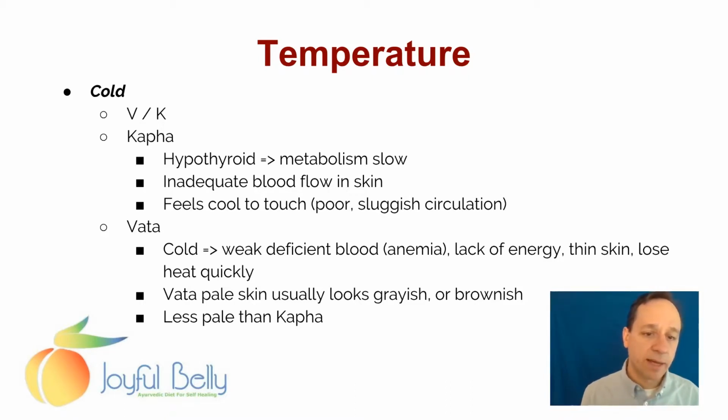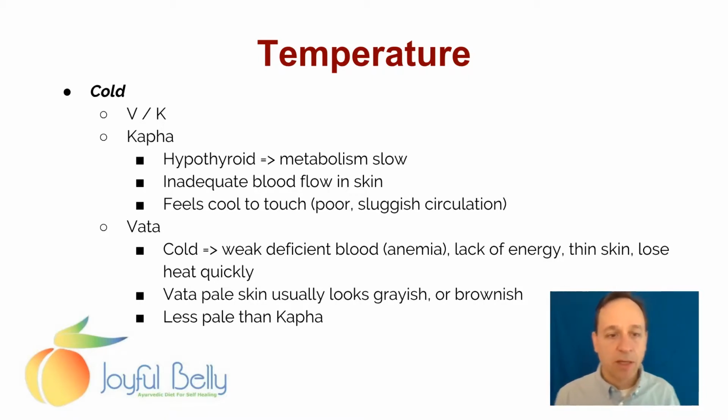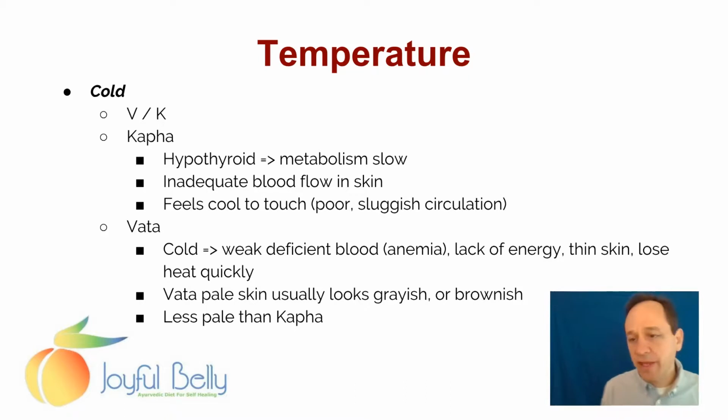All right, Vata types. Cold. Vata cold is going to be a little different from Kapha cold. Kapha cold comes through excess, right? That there's congestion, sluggishness due to an excess. But Vata cold is due to deficiency. They may have weak, deficient blood or not enough nutrients in their system to maintain a strong, good fire. So anemia would be classified under the Vata type cold. And they may have a lack of energy, very thin skin. They may lose their heat quickly because their skin is thin. They don't have a lot of fat.